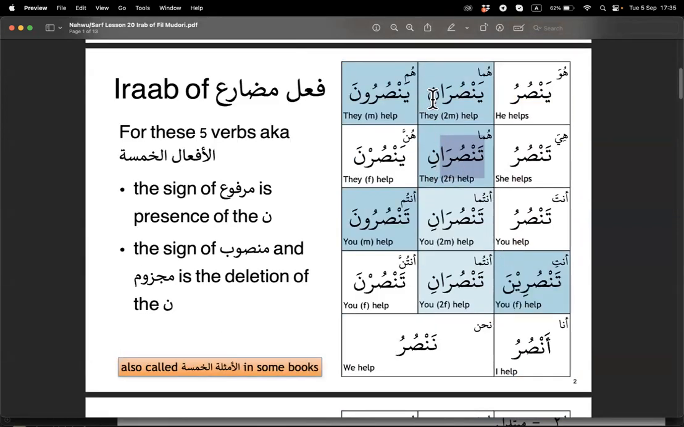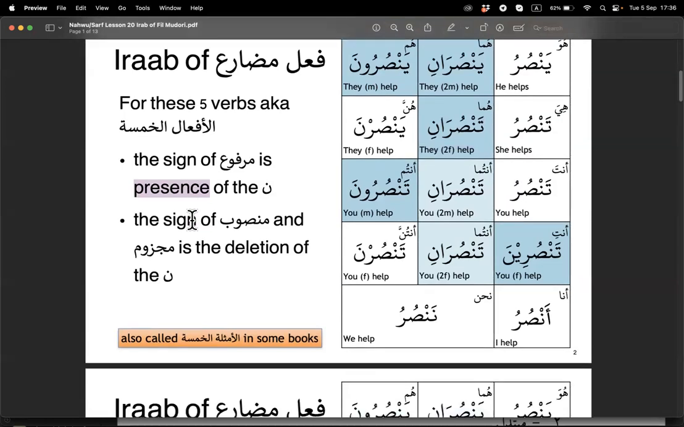It's marfu with the presence of the noon. It's mansub and majzum by the deletion of the noon. The presence of the noon, we say subut noon. The deletion of the noon, we say hazf noon. Mansub and majzum will be the same. Deletion is hazf, and presence is subut, from the word sabit.